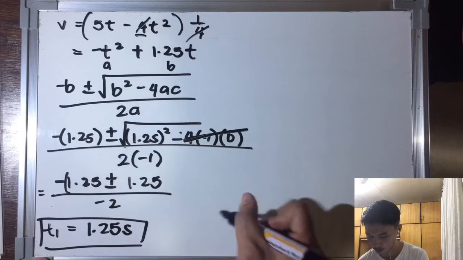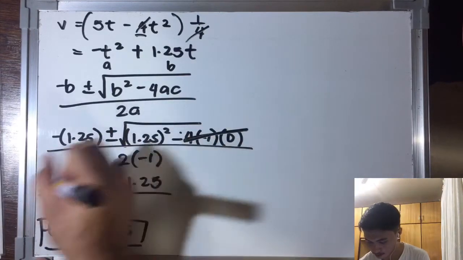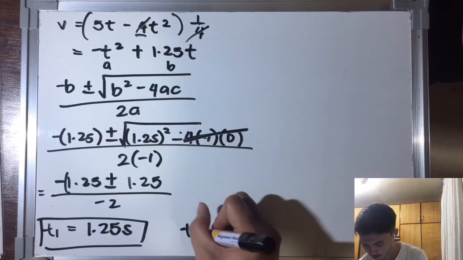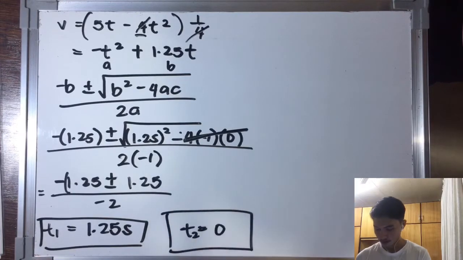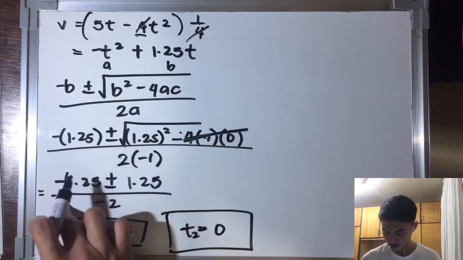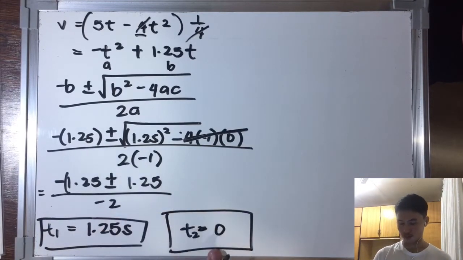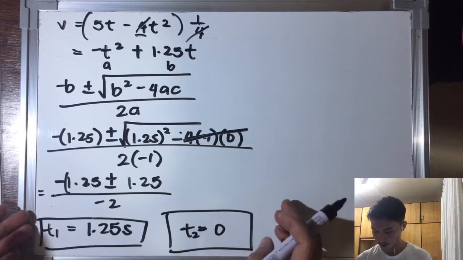So if we are going to add this equation, we are going to get the value of t2, which is 0, because 1.25 minus 1.25 will give us 0 over negative 2. So that is equal to simply 0. So these are our time intervals.